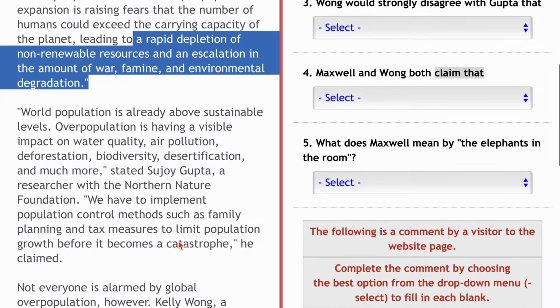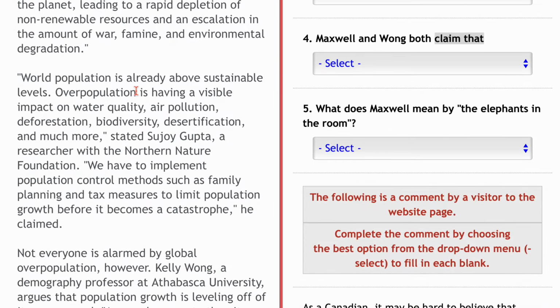So let's continue reading. World population is already above sustainable levels. Sustainable levels, like we can't keep it or sustain it or maintain it. Overpopulation is having a visible impact on water quality, air pollution, deforestation, biodiversity, desertification, and much more, stated Sujoy Gupta, a researcher with the Northern Nature Foundation. Okay, so Gupta says we already are at some levels where we cannot sustain the population.